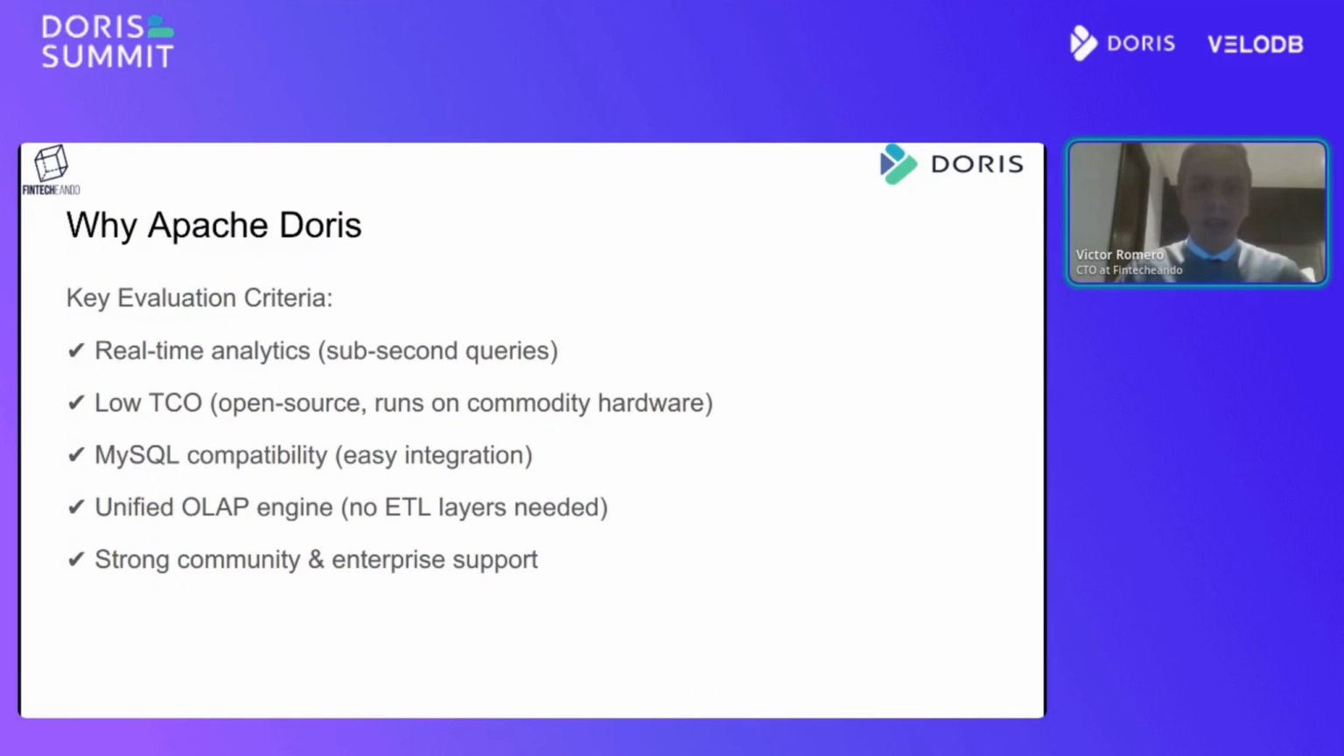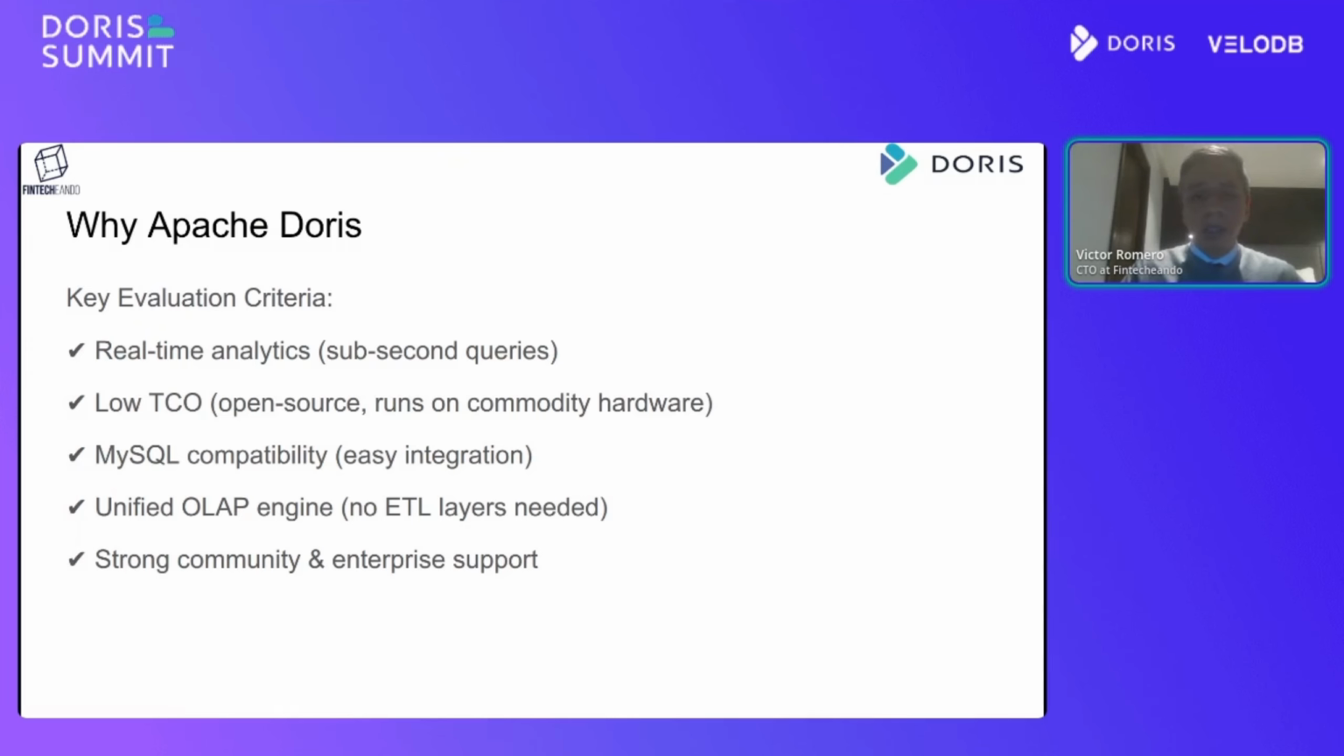One of the key evaluation criteria was to have real-time analytics, in this case to provide sub-second queries, which can be achieved only on machines located in the same data center and near the central offices of this company. Low TCO, because it has an open source model. It runs on commodity hardware. We don't require specialized GPUs or specialized processors. In this case, we have deployed it running on VMware machines. So the solution was very easy to implement in the existing infrastructure of our customer.